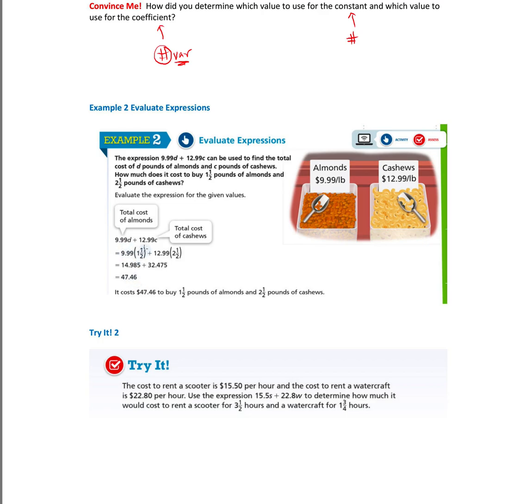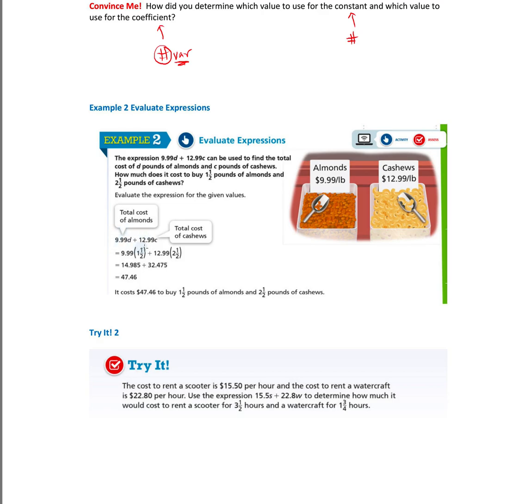So if you take $9.99 times 1.5, you get 14.985. If you take $12.99 times 2.5, you get 32.475. Put those together, you get 47.46. So if you were to go in and buy 1.5 pounds of almonds and 2.5 pounds of cashews, the price before any tax or anything would be $47.46.